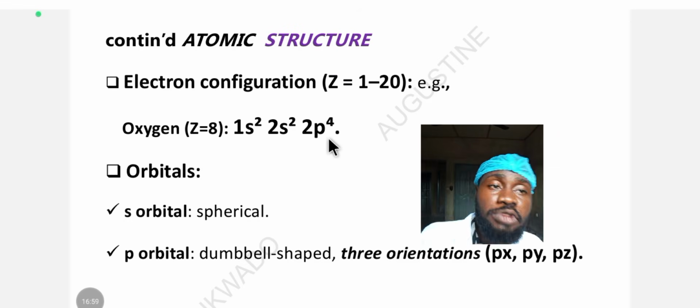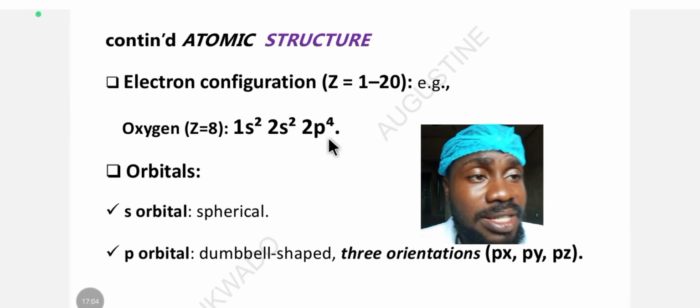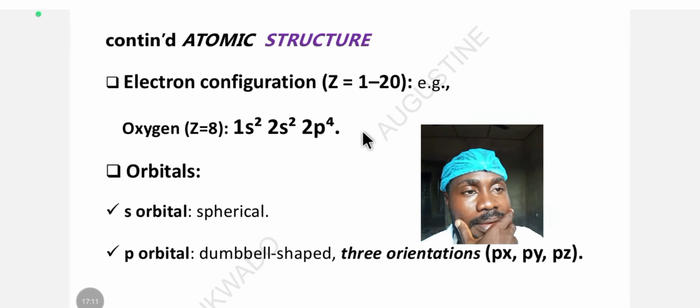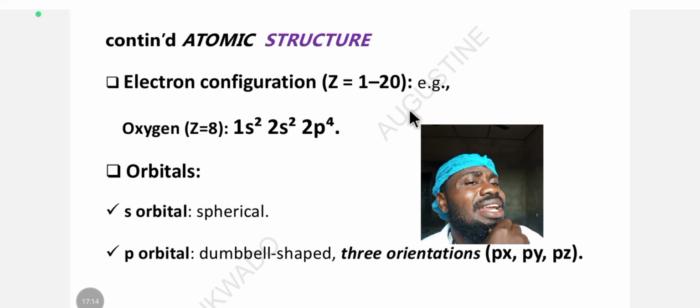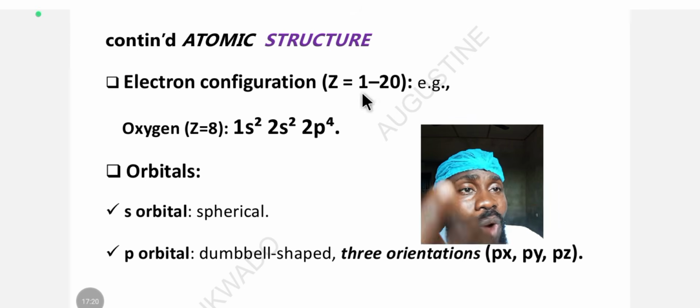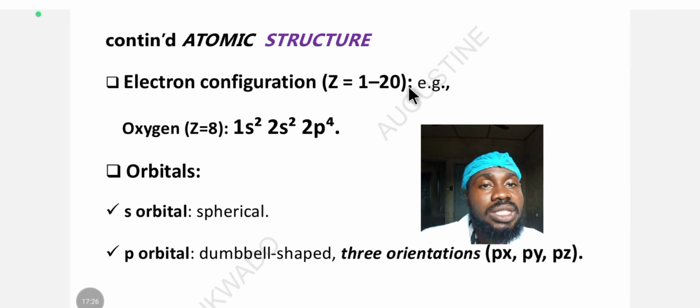For you to write out the electronic configuration of our elements, you have to know the atomic number of the elements. That's the first step to writing the electronic configuration of an element. And JAMB specified in the syllabus that you should concentrate on elements 1 to 20, that's the first 20 elements. They will not ask you questions past the first 20 elements.